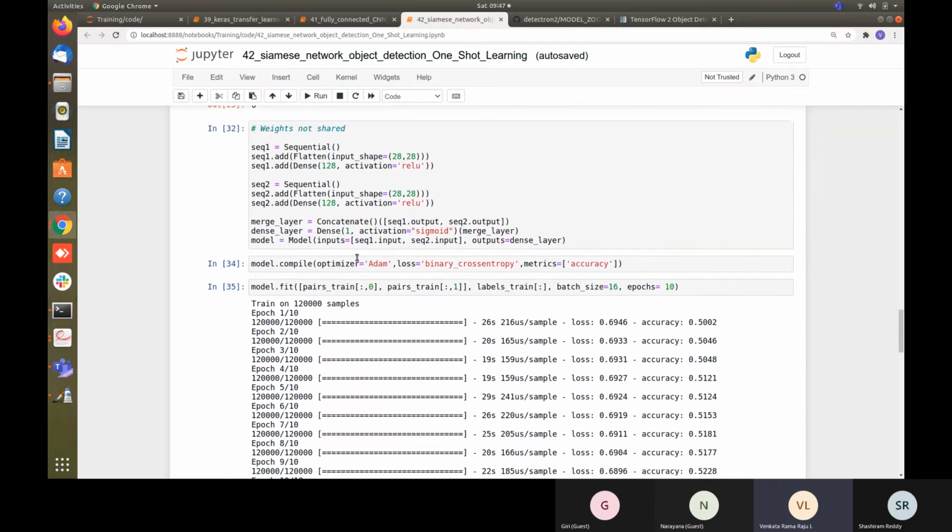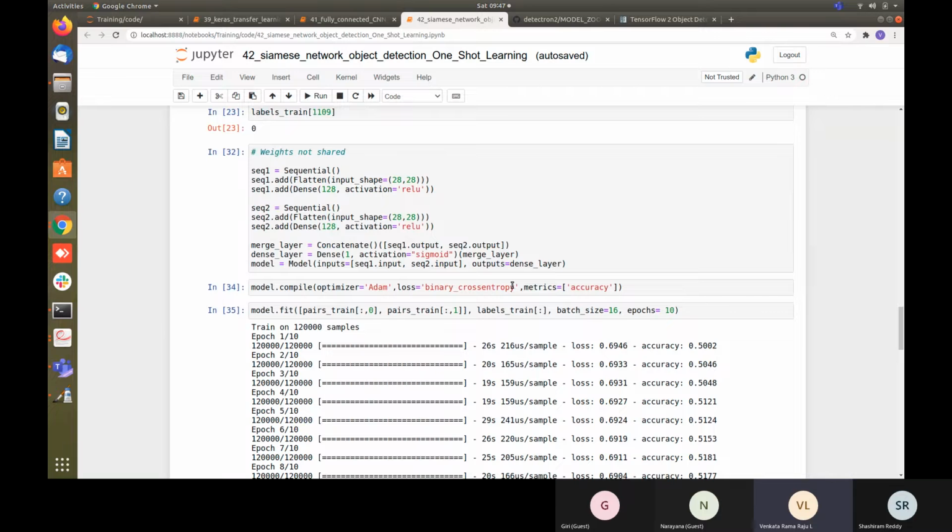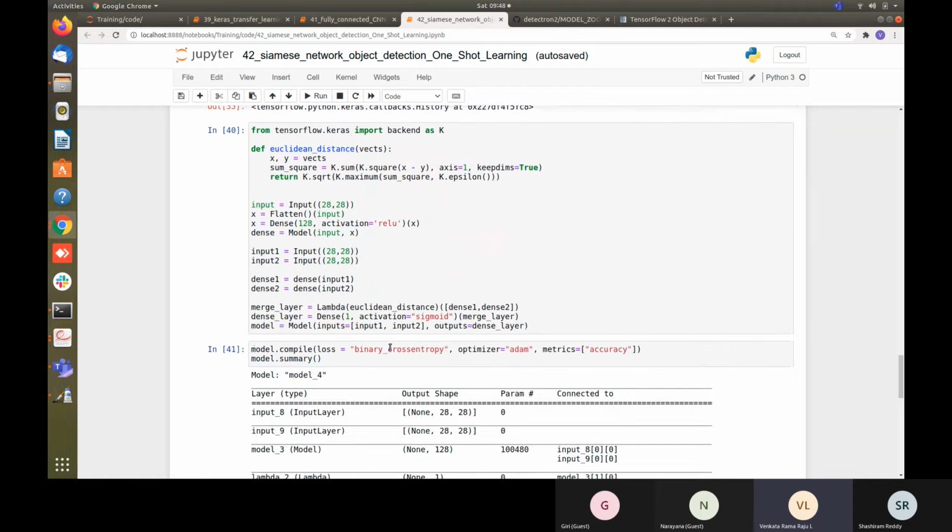Okay, so I trained this model. If you want to take the output, you need to take the output from here. This sequence's layer output is going to represent your image, your pictures of 128 pixels. Okay, so that is one example. Let me go to the second example also.